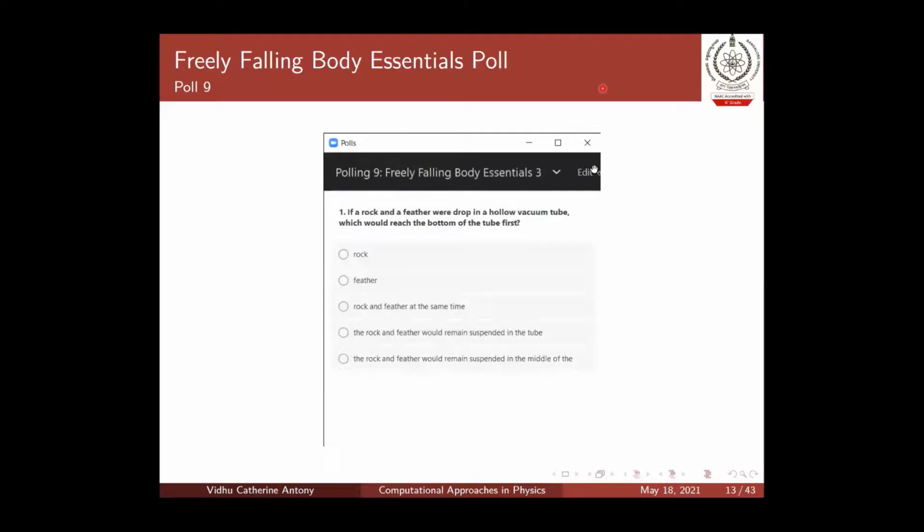Okay, so I will start the poll now for that. These are important things that you should know. You should have known probably in your basic physics courses.